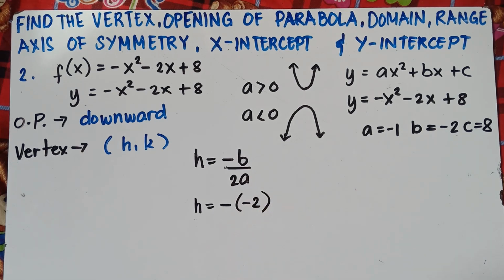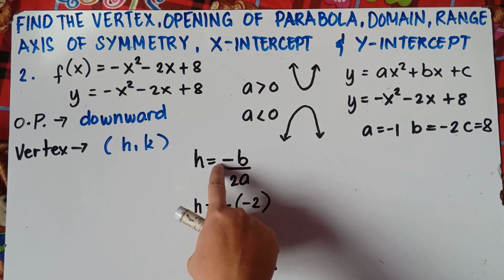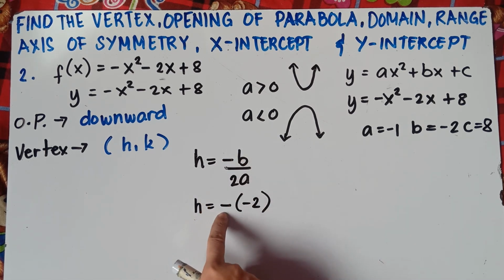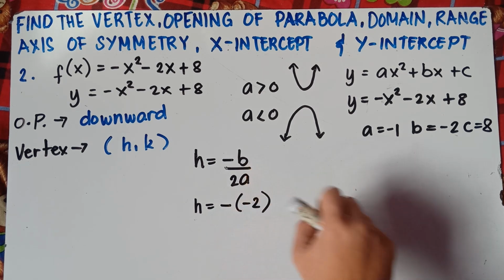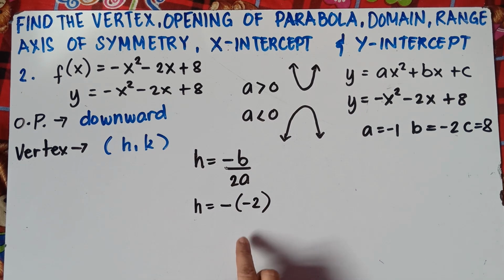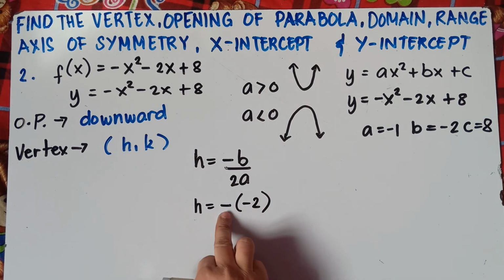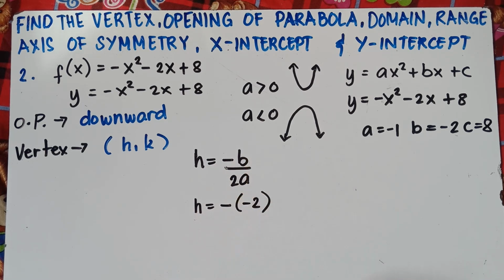Alright, so once again class, do not be confused. Now you'll be asking, sir, why do you have two negatives? This first negative, class, is already in the formula. It says negative b. So the first negative is already in the formula, and the second negative is the value of b. And our b is negative 2. Check the equation, class, our b is negative 2. That's why you have two negatives. First negative is in the formula, and this negative 2 is the value of b.